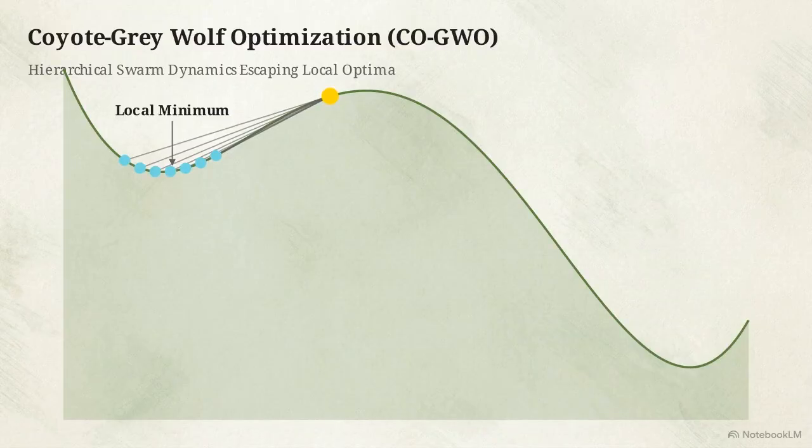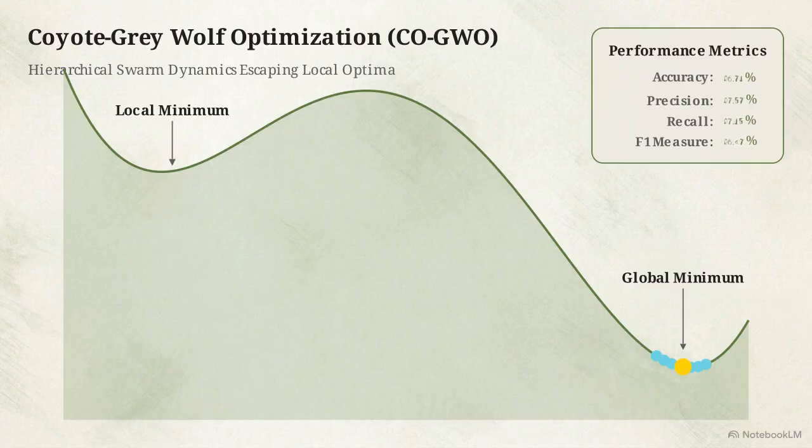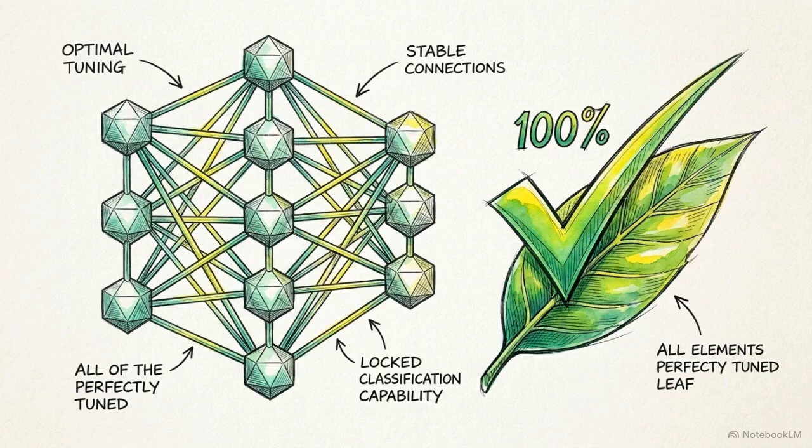This hierarchical hunting balances exploring new terrain and exploiting known results. If the swarm gets caught in a localized valley, the collective pull of the leader drags them out toward the true global minimum. This dynamic navigation mathematically forces the neural network to lock onto a set of weights that standard optimization would overlook, pushing its classification capability to its absolute limit.